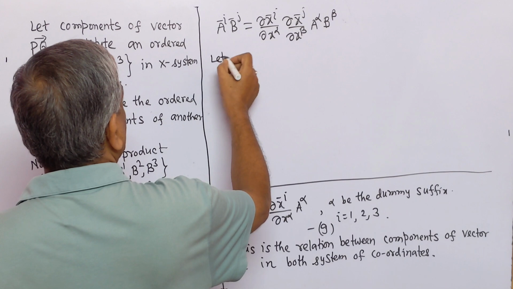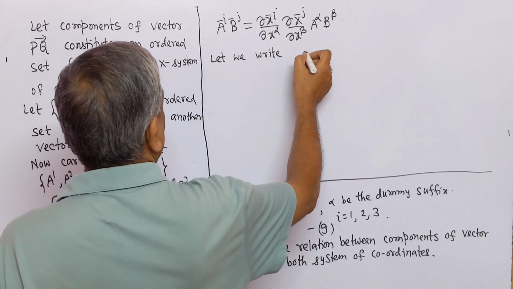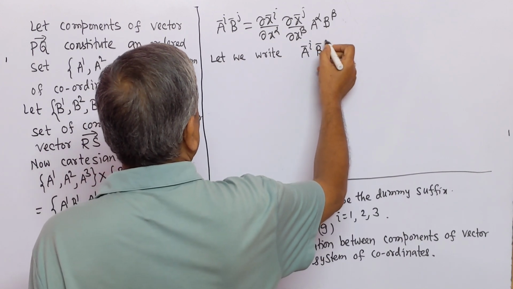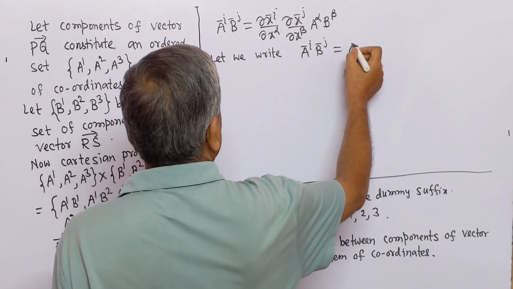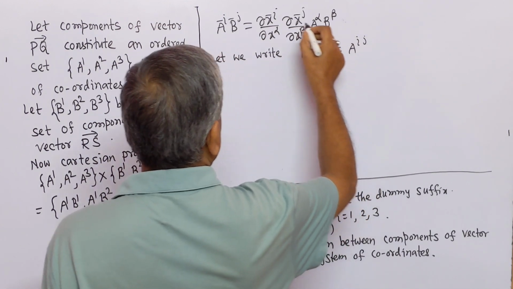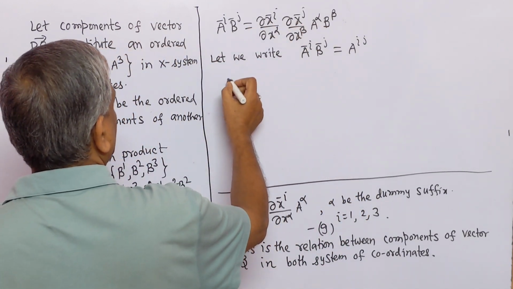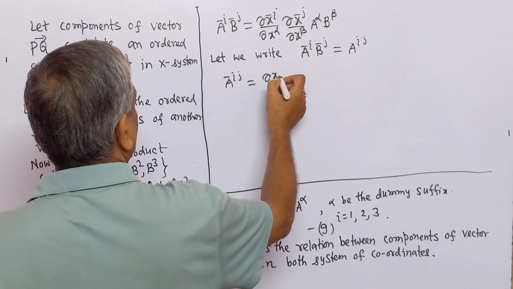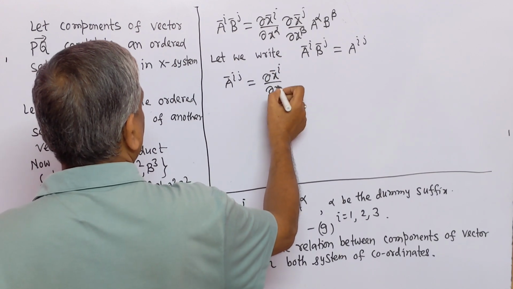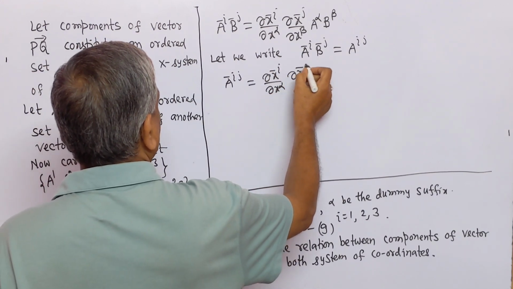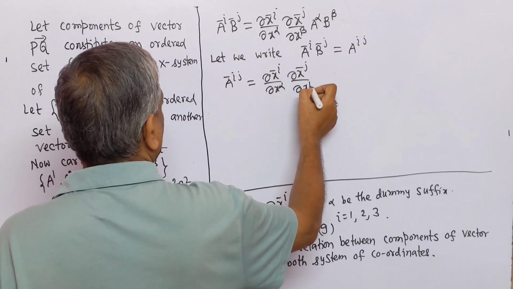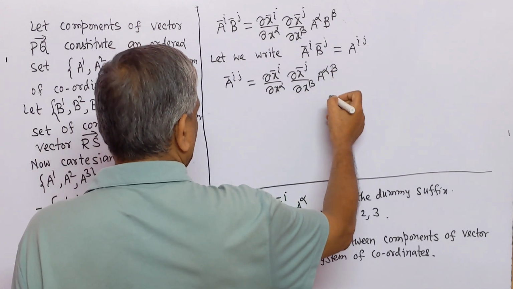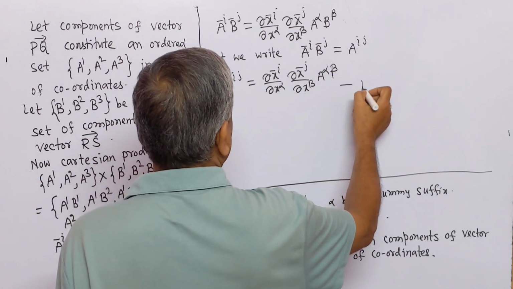Let us write A bar i, B bar j as Aij. Then this equation reduces to A bar ij equal to del x bar i by del x alpha, del x bar j by del x beta, A alpha beta. This is number 10.